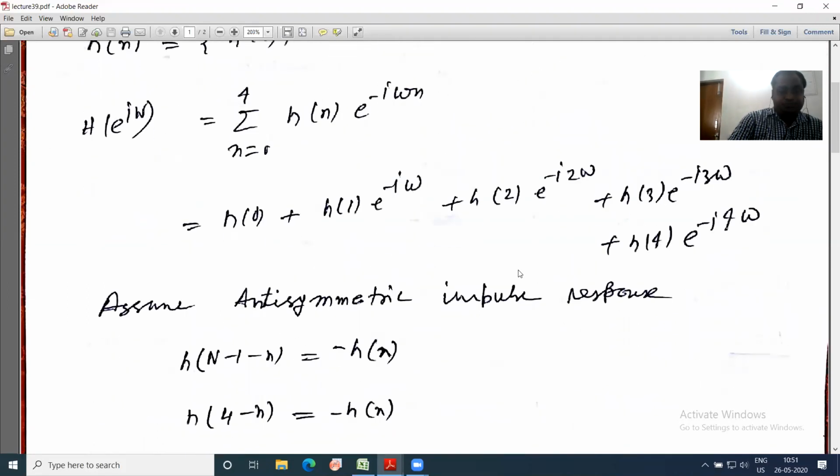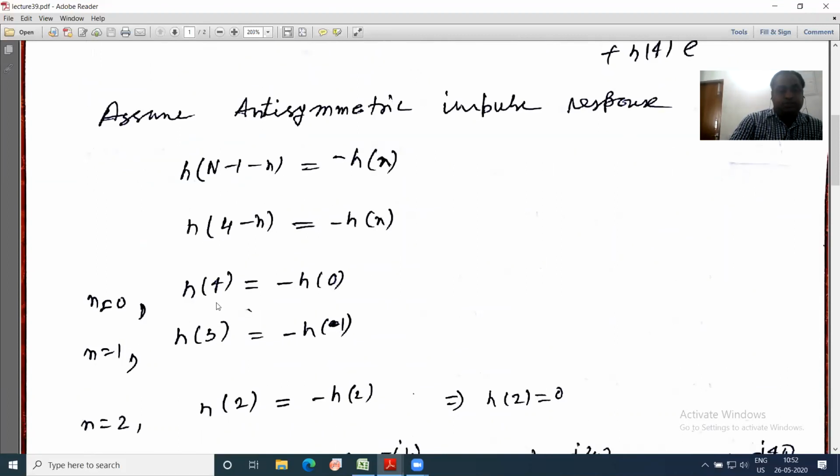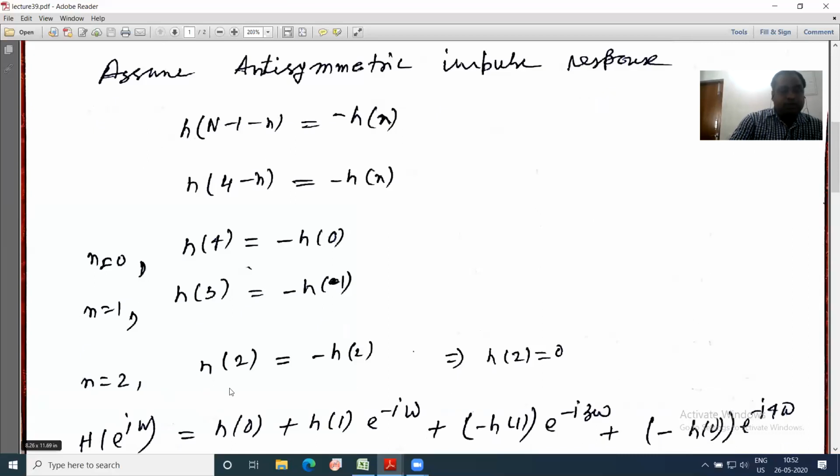Now h of n minus 1 minus n, so h of 4 minus n, because 5 minus 1 equals 4, and h of 4 minus n equals minus hn. If I put n equal to 0, then h4 equals minus of h0. If I put n equal to 1, then h3 equals minus of h1. And for n equal to 2, h2 equals minus of h2, which implies h2 equals 0.